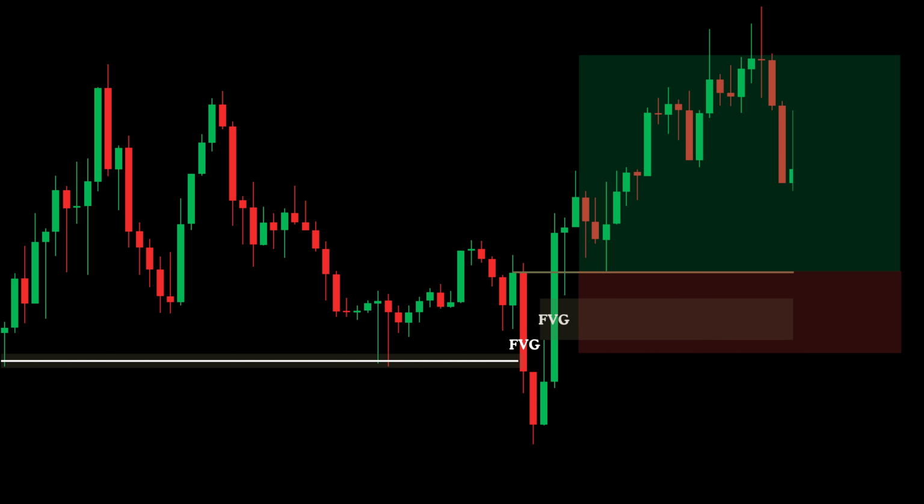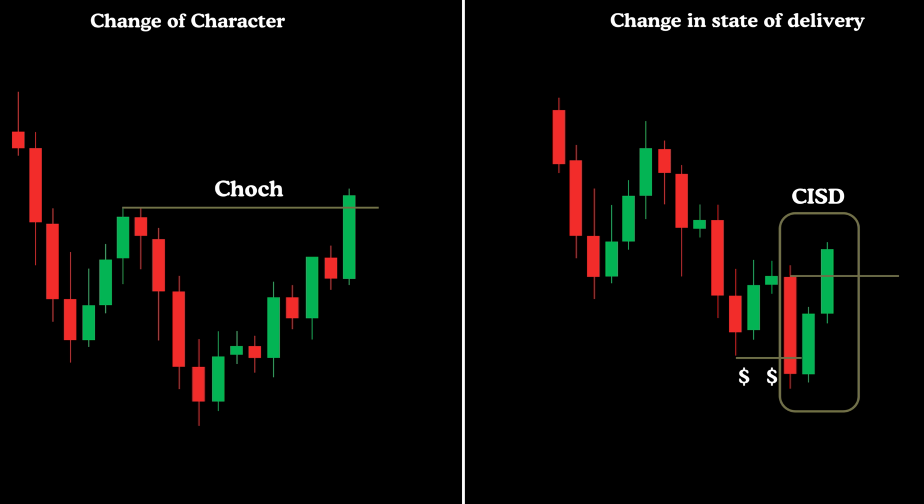This example perfectly demonstrates how to spot a change in state of delivery on a chart and how it differs from a change of character. A change of character occurs when price breaks a significant market structure, signaling a shift in overall market direction. This change can be gradual or abrupt, depending on momentum, but the key factor is the breach of an important structural level, indicating buyers or sellers taking control.